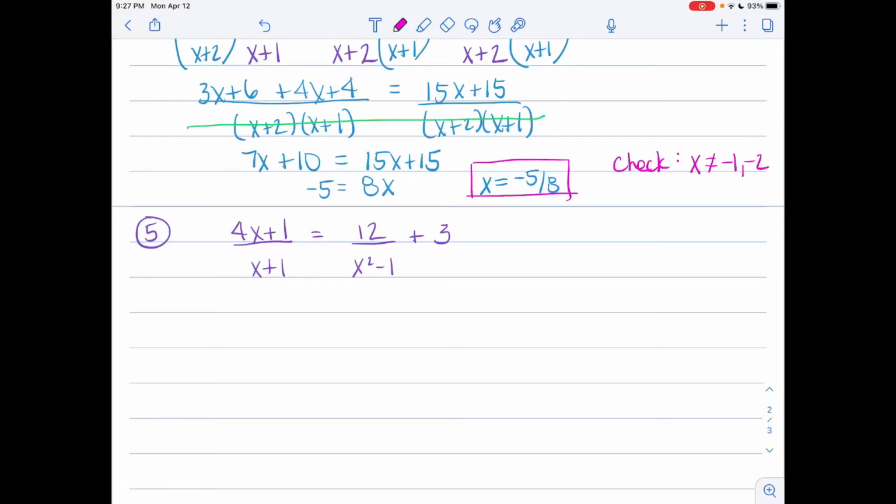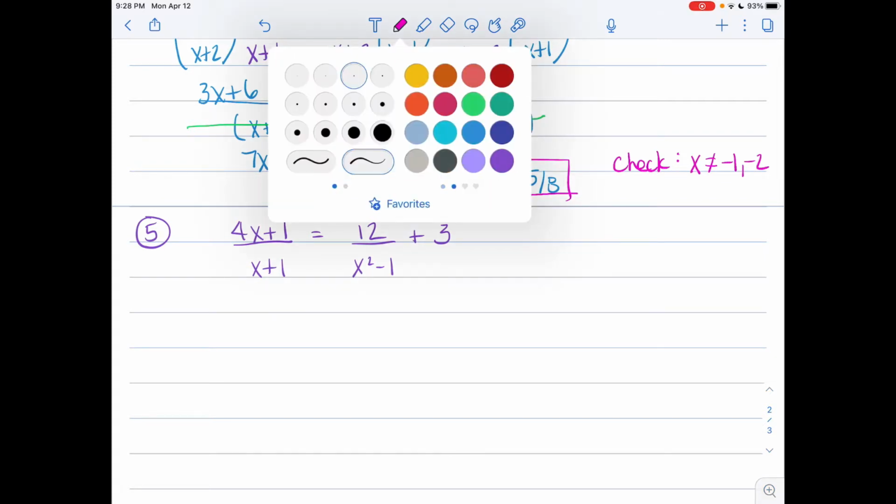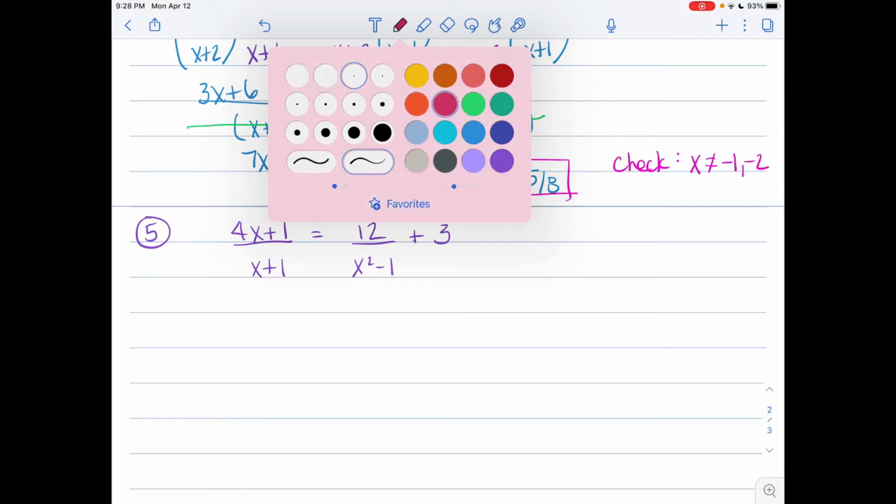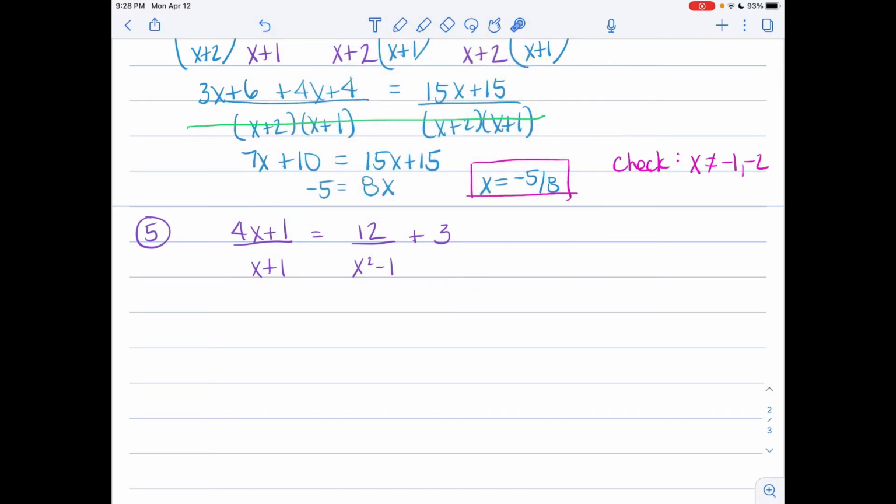Let's try another one. I'm going to get you started on this one and then let you continue it and finish it out. So the first thing I notice is that the 3 here doesn't even have a denominator. But remember that anything that is an integer can be written as a fraction by putting it over 1. So now that just visually makes me feel a little bit better.